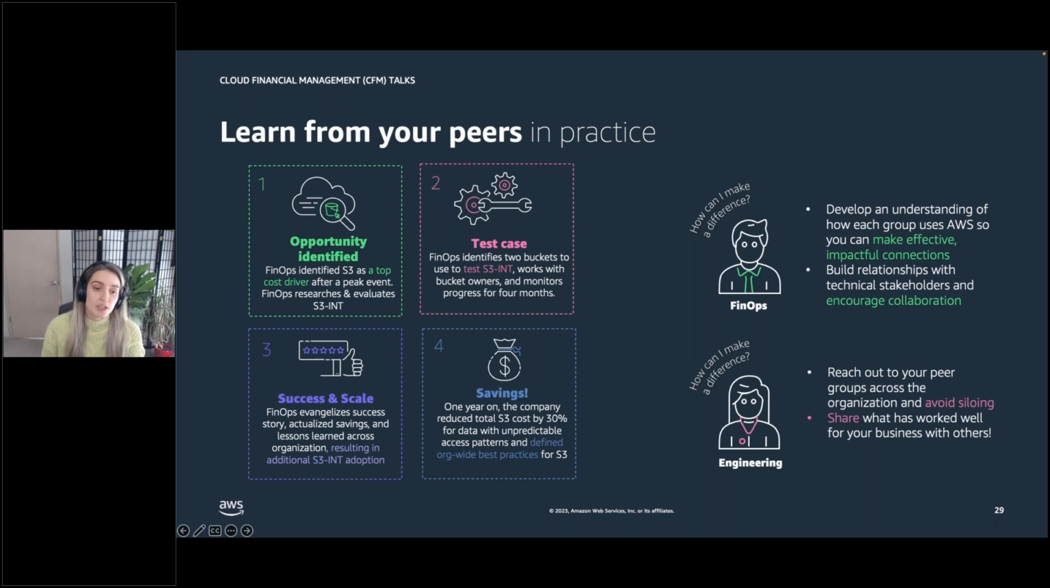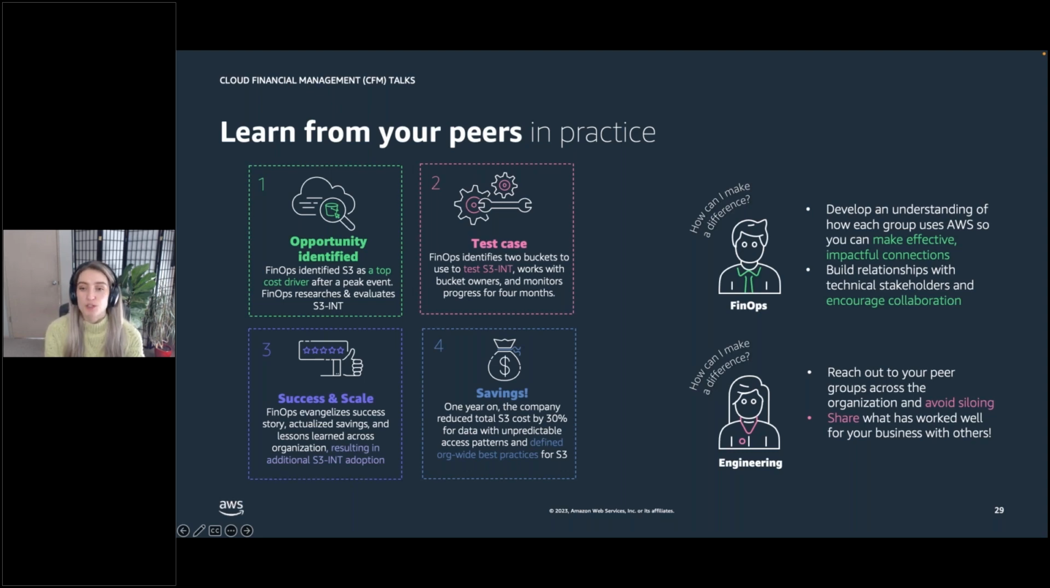A year on, the customer in general had reduced their total S3 cost by 30% across the organization and established some org-wide best practices for S3. That business unit was still established as the expert in the space, and they had effectively shared that knowledge and shared that impact with folks across the organization.